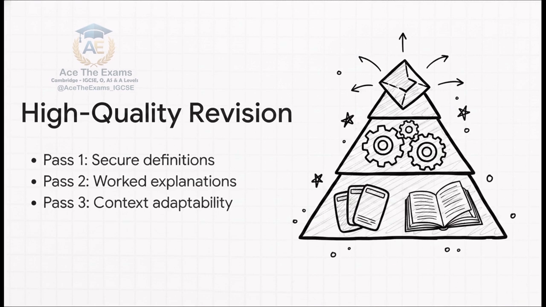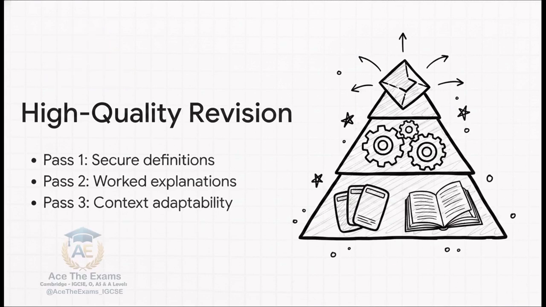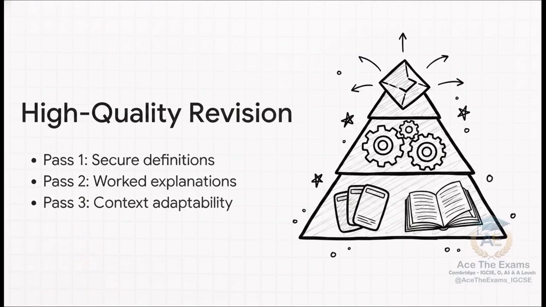Pass 3 focuses entirely on adaptability. You actively change the context. You mix nearby confusing terms. You force yourself to justify your choices in totally new, unfamiliar scenarios. This layered structure is incredibly powerful in computer science because knowledge is always reused across different chapters.